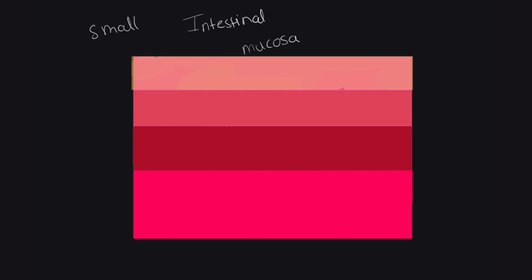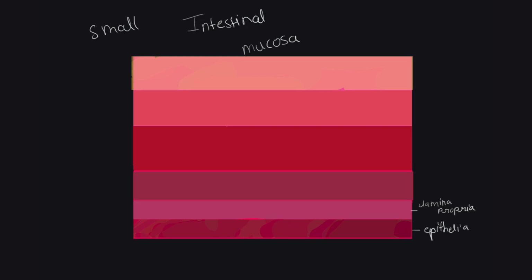The typical wall of the small intestinal tract is made up of the mucosa, then the submucosa, then the muscularis externa, and lastly the serosa or the adventitia. The mucosal layer is further divided into the epithelium, then the lamina propria, and lastly the muscularis mucosae.